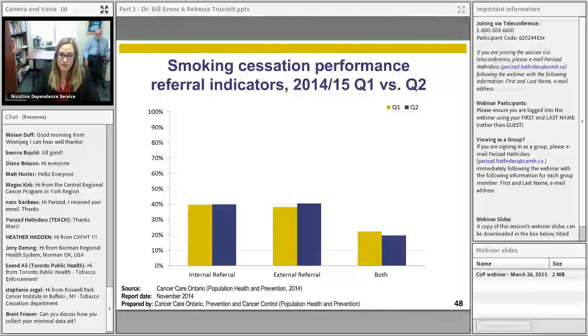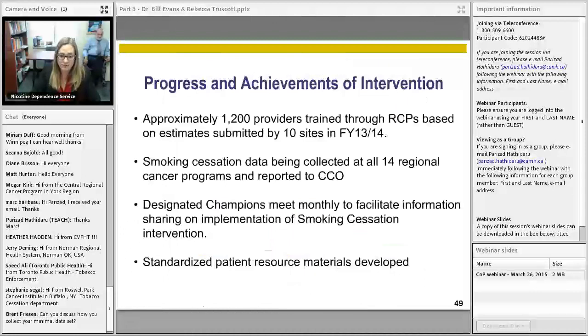So it could be that there's an in-house quit specialist within the cancer center who sees a client and then refers them on to follow up through Smokers Helpline. That is a model that a number of the centers are using.